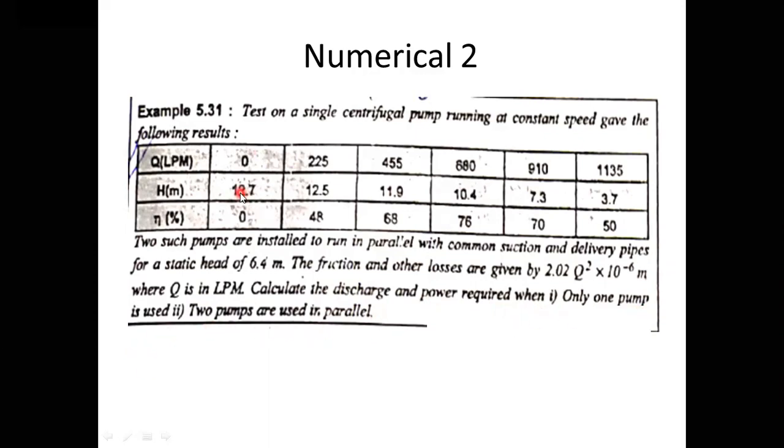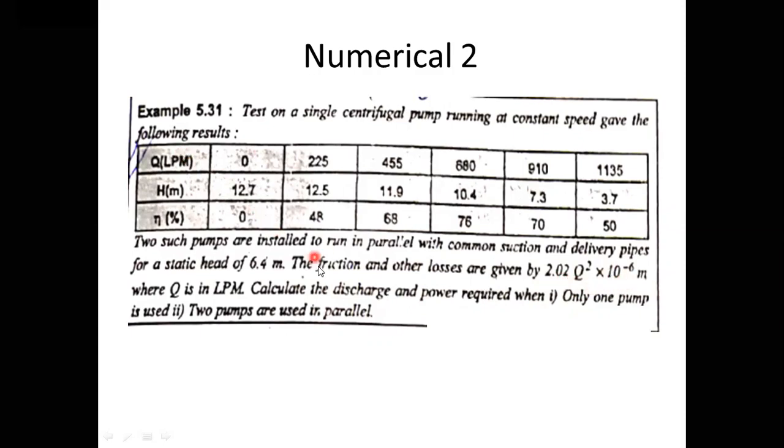So initially we have to find the discharge and the input power required by using only one pump, and in the second case by using two pumps. The relation is not given directly, but we can find it for the actual condition, that is, manometric head is static head plus this particular friction head. So HM is equal to 6.4 plus 2.02 into 10 to the power minus 6 Q square.